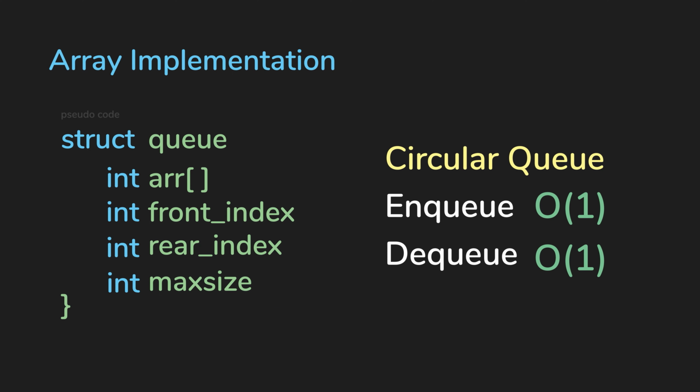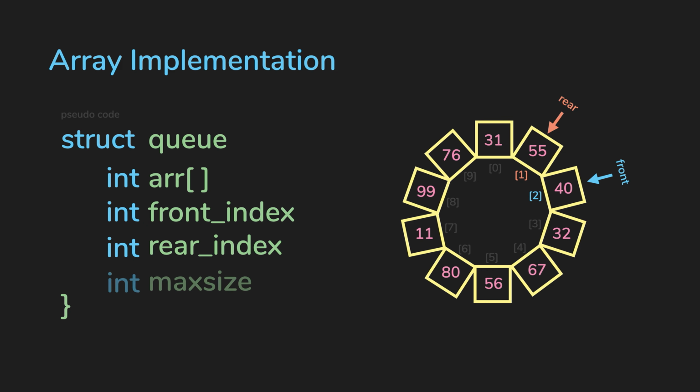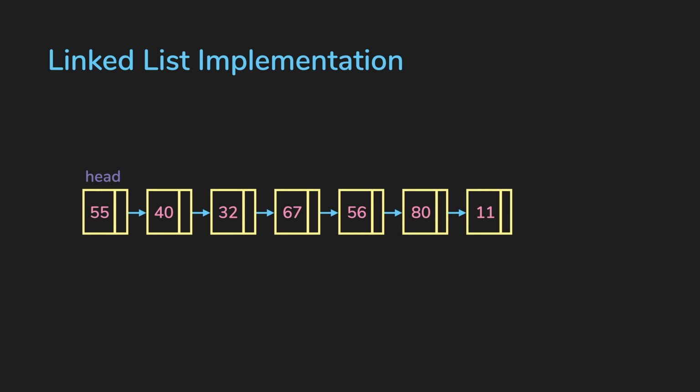Okay, so we were able to get NQ and DQ in O of 1, but we still haven't solved the max size issue. We can definitely use dynamic arrays, but that would increase the complexity. So let's try another data structure, shall we? What about linked lists? How would we implement using that?